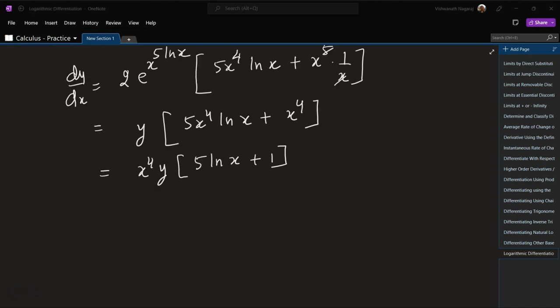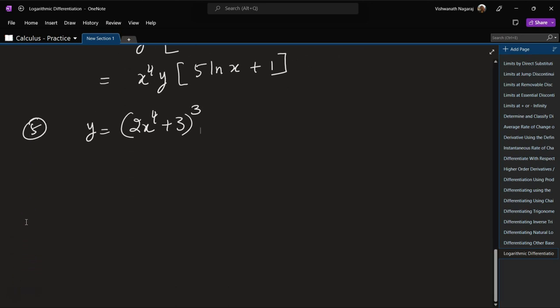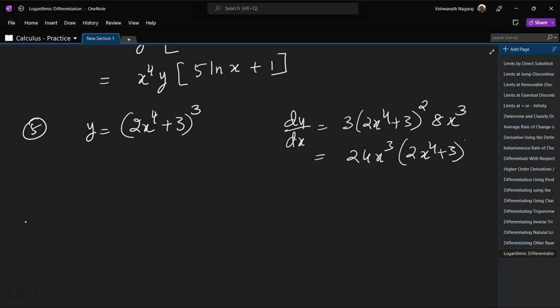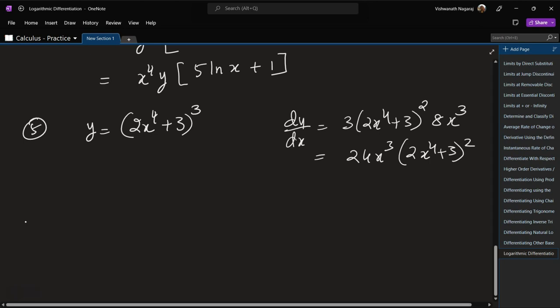Let's look at the fifth one. y is equal to (2x^4 + 3)^3. Now remember, we can do it without using the logarithmic method, right? We can say dy/dx is equal to 3(2x^4 + 3)^2 times 8x^3, which gives us 24x^3 times (2x^4 + 3)^2. Okay, we can do this.